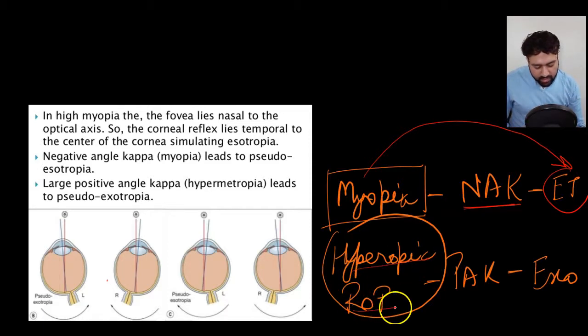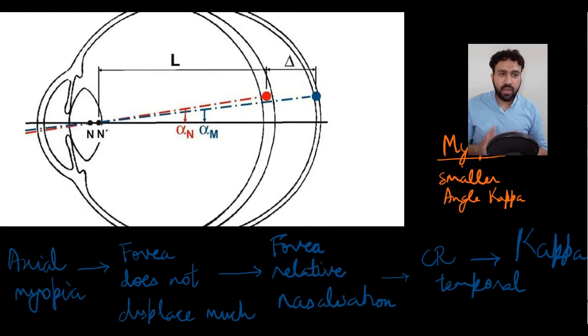So hyperopia and ROP will cause simulated exotropia or pseudo-exotropia. I am going to restate whatever I just told you in a slowed down manner so that you are able to understand.